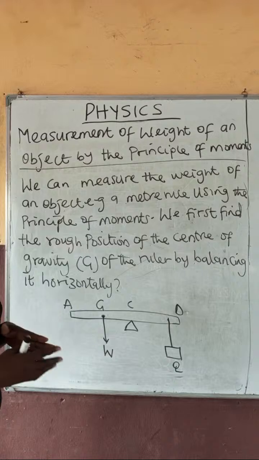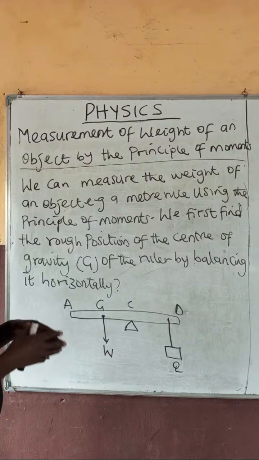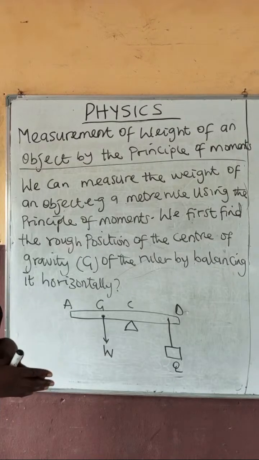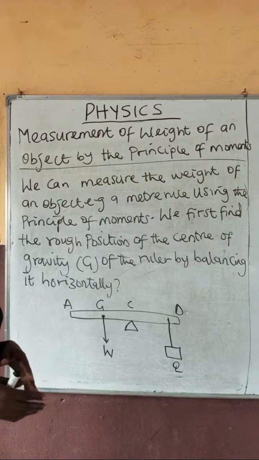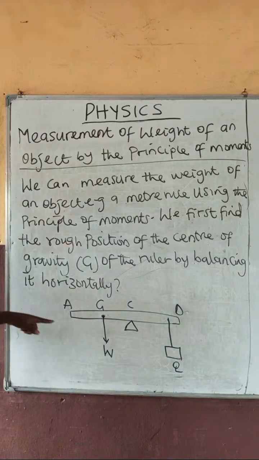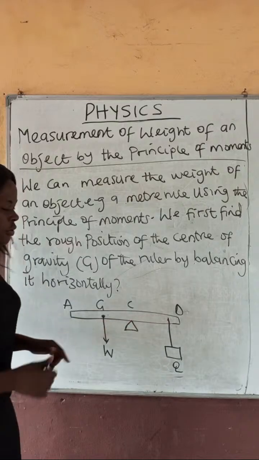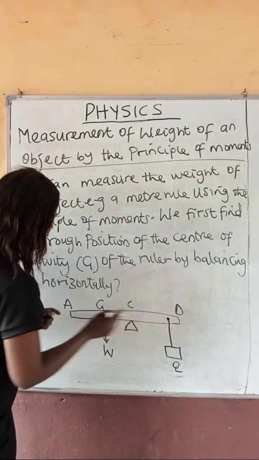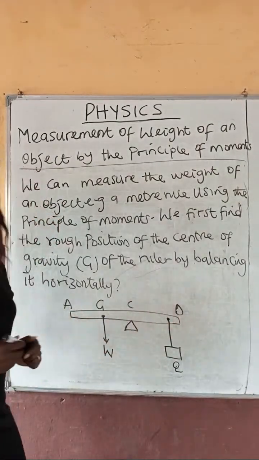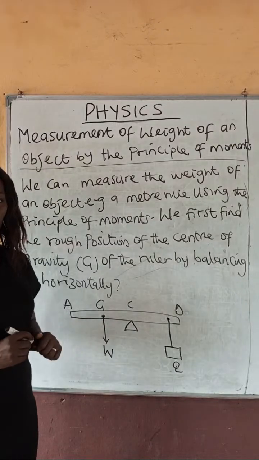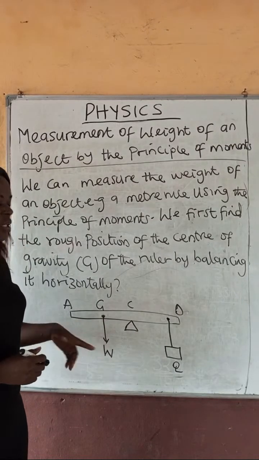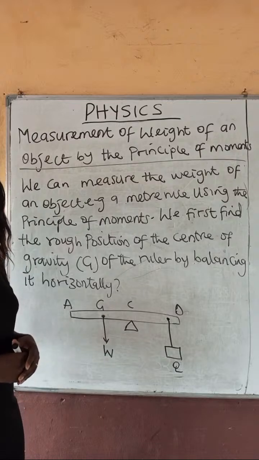We first find the rough position of the center of gravity, G, of the ruler by balancing it horizontally. What do I mean? This is a meter rule, from A to D. Note that it ranges from 0 to 100. Now, how do we measure the weight of this meter rule?